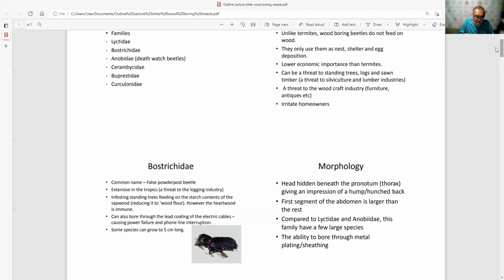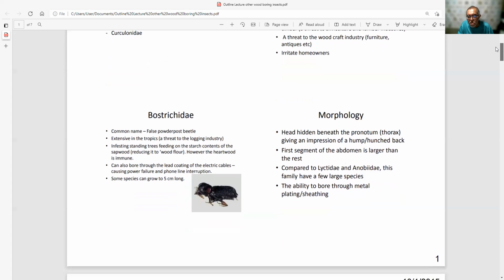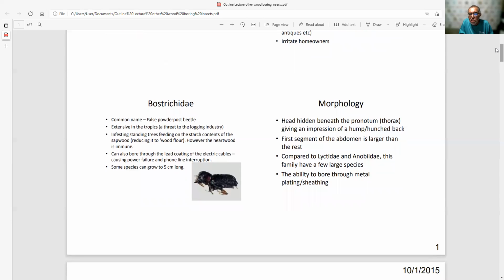Now let's look at the morphology. What is morphology? Morphology is rupa bentuk, ataupun the appearance, the physical appearance. The head is hidden beneath the pronotum. Now I suggest that you go back to your basic notes on entomology 3104. The morphology of insects is divided into head, thorax, and abdomen. Which part is a pronotum? Which part is mesonotum? Which part is metanotum?